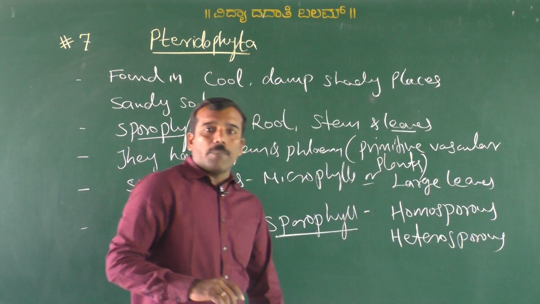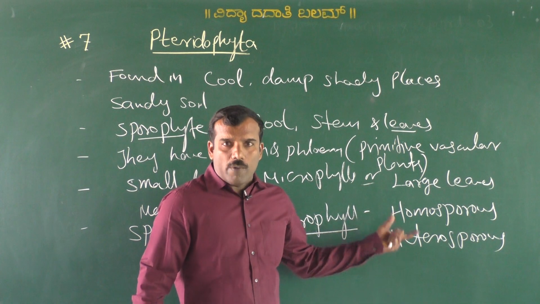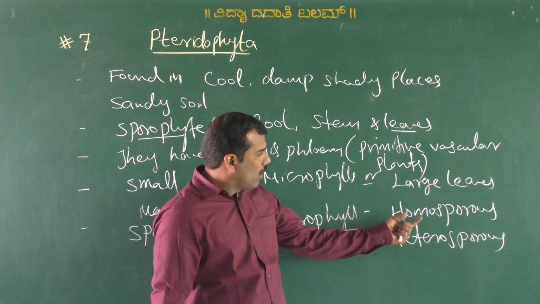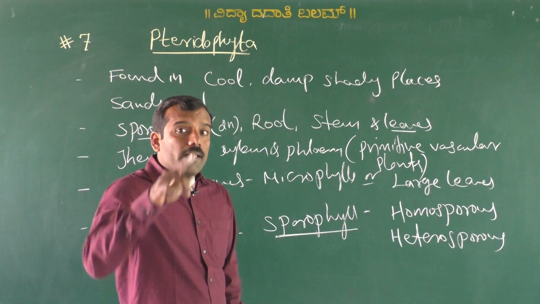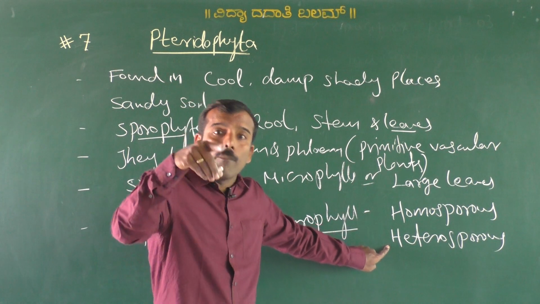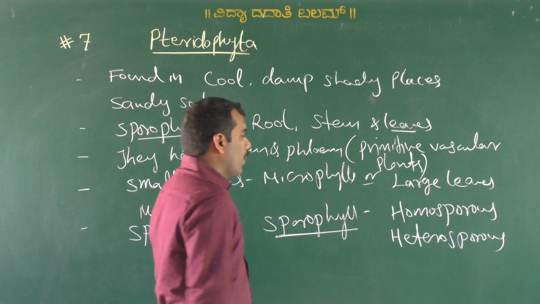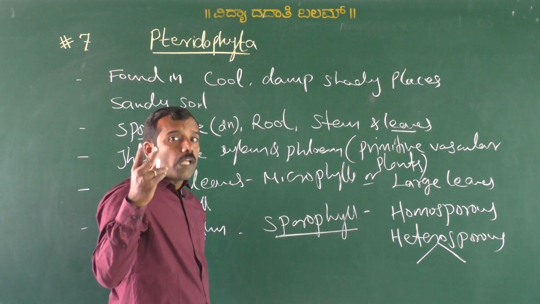Heterosporous. That means pteridophytes produce either the same type of spores or different types of spores. When they produce the same type of spores, they are called homosporous. Different types of spores, that is heterosporous. In that case there are two types of spores. One is called microspore, another one is called macrospore.